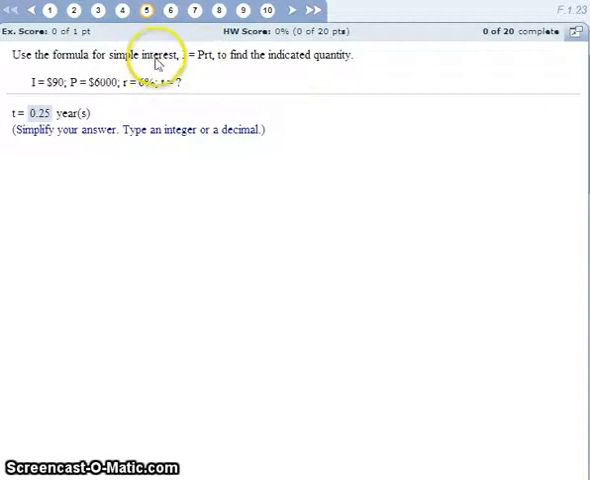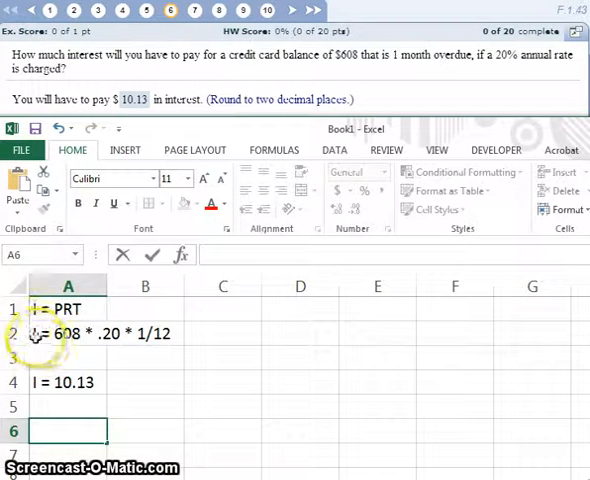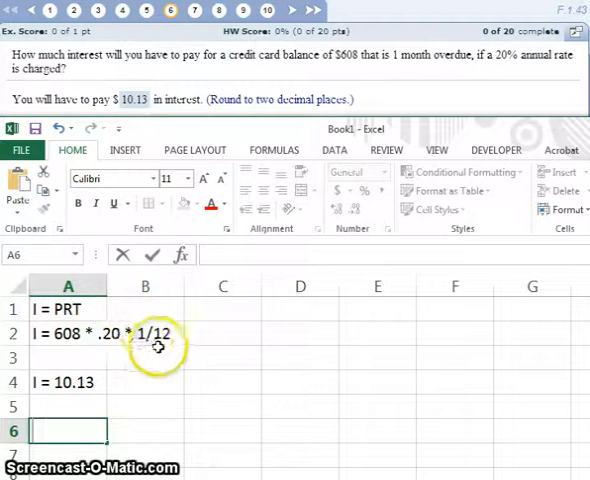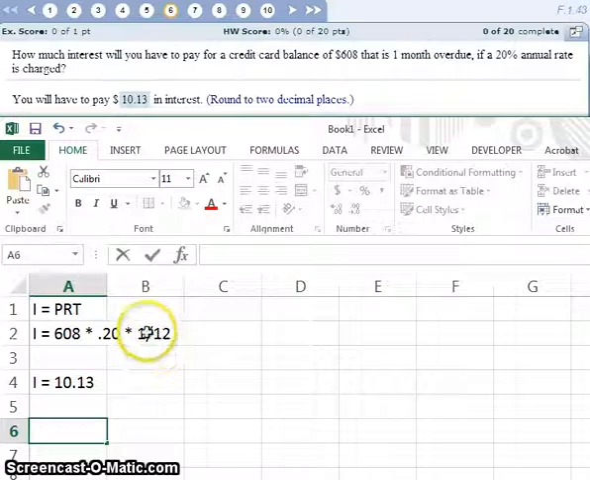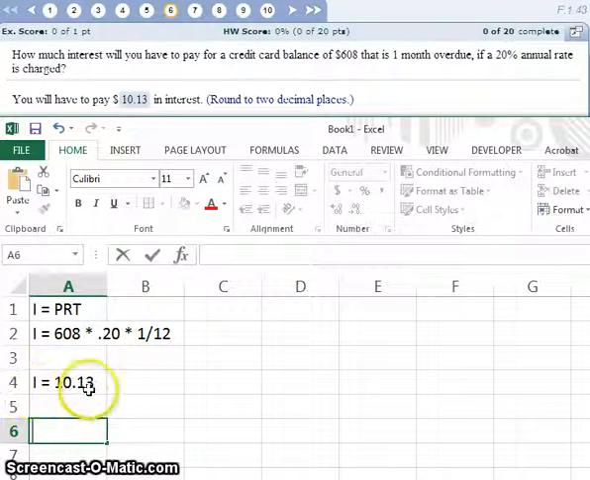So use the same simple interest formula that you've had in the previous problems. Plug in the numbers you have. We're figuring out the interest. Our balance, our principal is $608. The interest rate is 20%, and the time in years is 1/12, because we're just doing 1 month. So if you multiply those things together, you'll get the interest is $10.13.